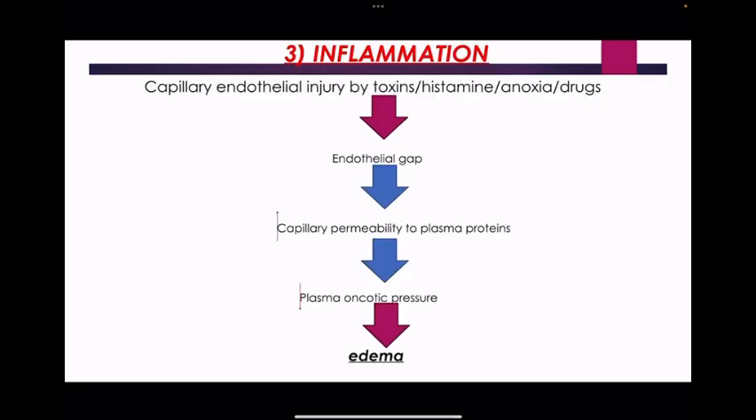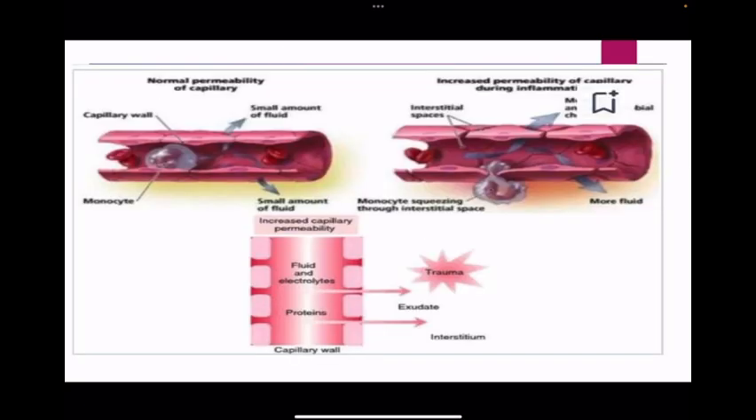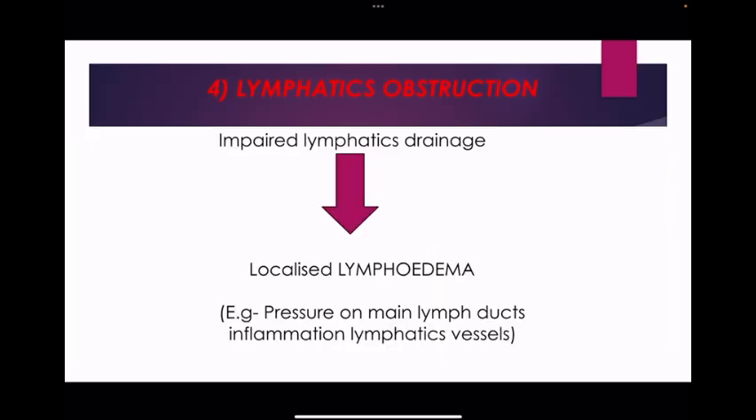Inflammation. Capillary endothelial injury by toxin, histamine, anoxia, or drugs leads to endothelial gaps. This increases the capillary permeability to plasma proteins, thus causing a decrease in plasma oncotic pressure, thus causing edema. This is an image regarding this very thing that I explained. Now let us move forward.